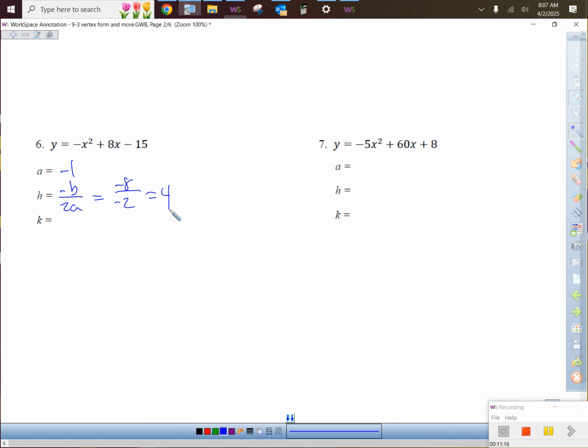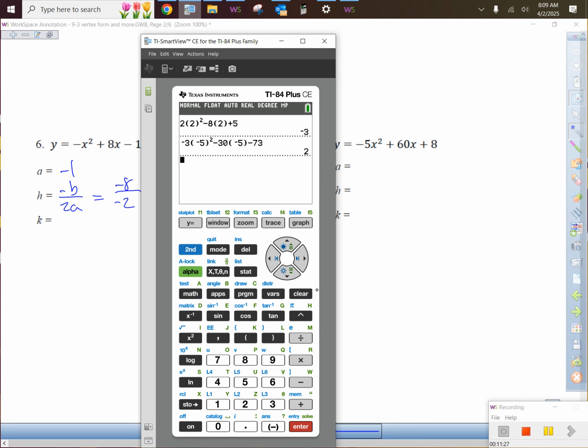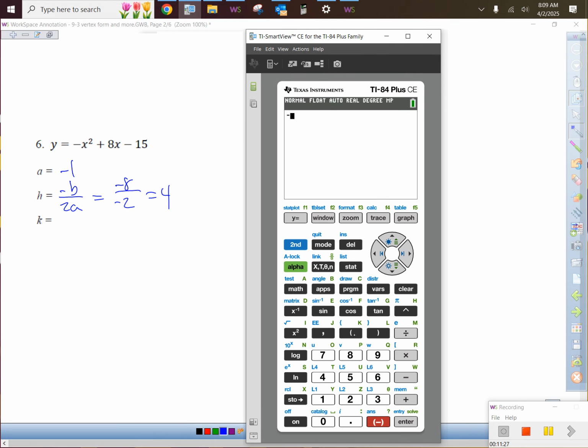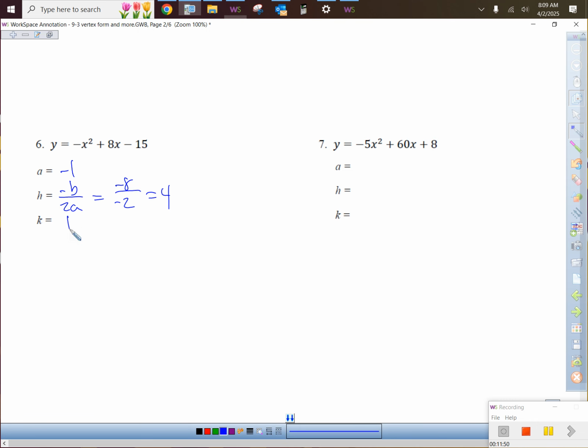And then we've got that silly little negative in front of the x squared. Remember, it is not in the parentheses, right? That negative is outside the parentheses. So we've got to punch that in carefully. Did you get 1 back? Nice. Write that parabola in vertex form. Check it with mine.